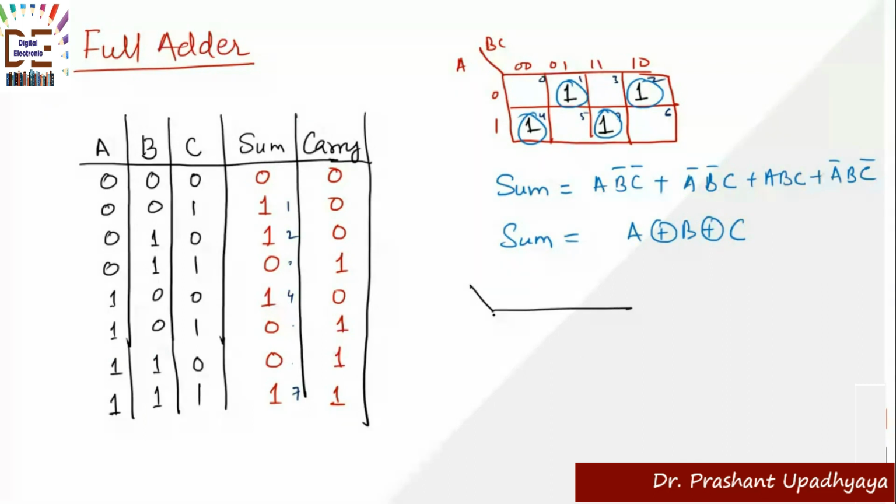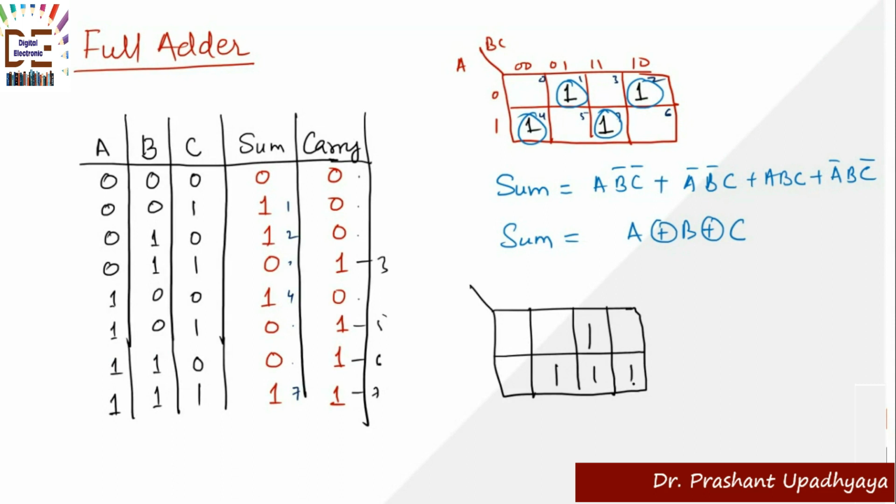If I draw for the carry, where am I getting 1s? Among 0 to 7, 3, 5, 6, 7. This is my A, B, C. So what will I be getting? I will be getting pairing like this, and this pairing. Do you agree? So what will be my answer? My answer for the carry will be AB, BC and AC. This is the answer you are getting.